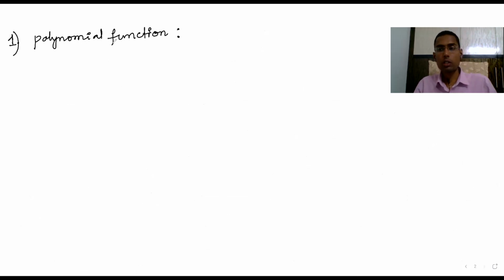Polynomial function, because this domain and range depends on what kind of function it is. Now here polynomial function is there. What is this polynomial function? And then what is its domain? What is its range? So this polynomial function, what is it?